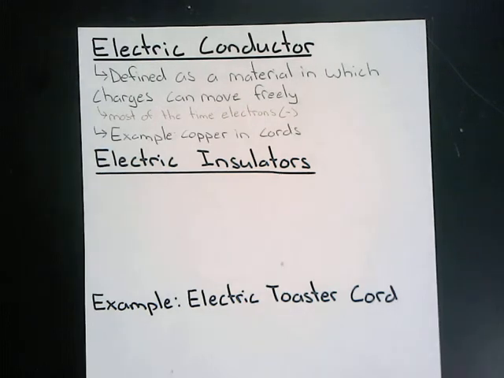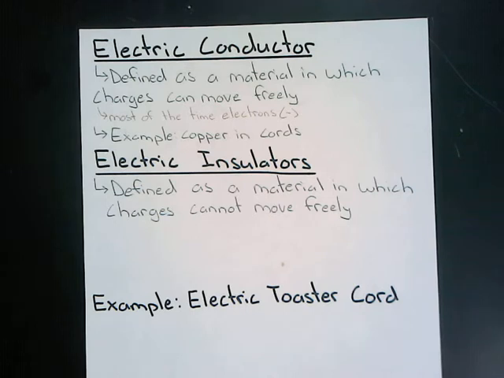Now, an electric insulator is defined as a material in which charges cannot move freely. And some examples of insulators would be things like cardboard, glass, silk, or plastic.